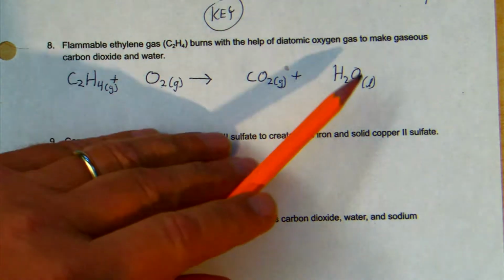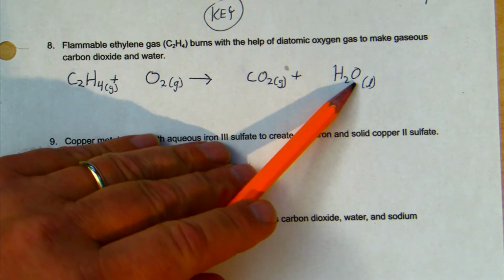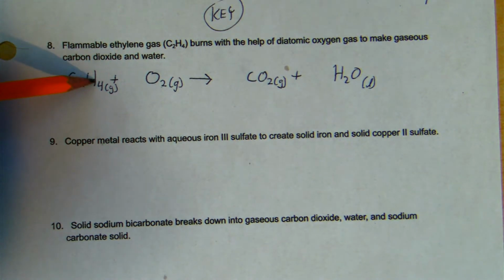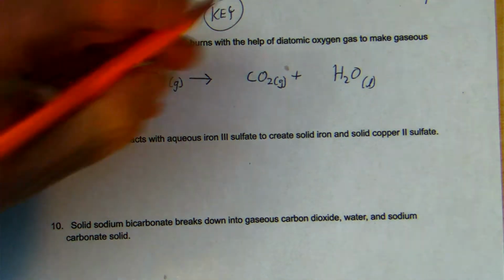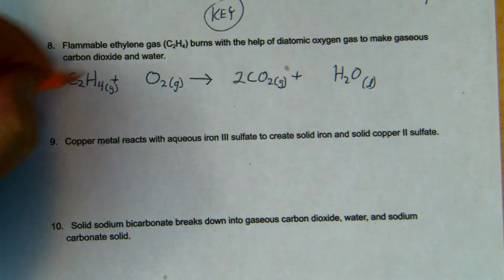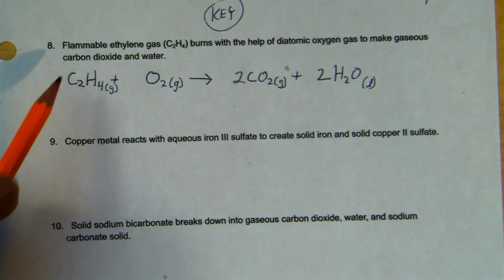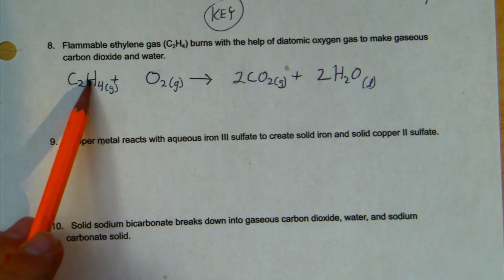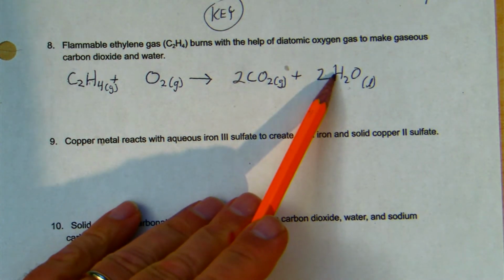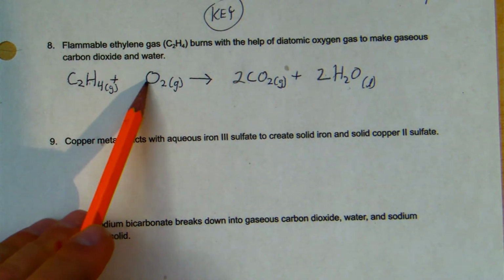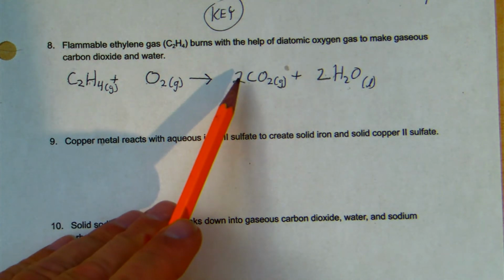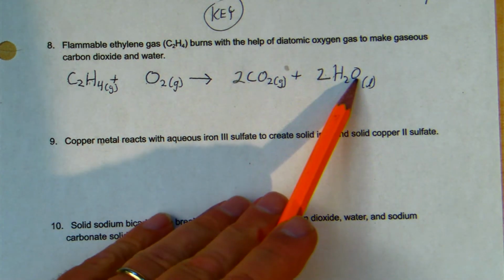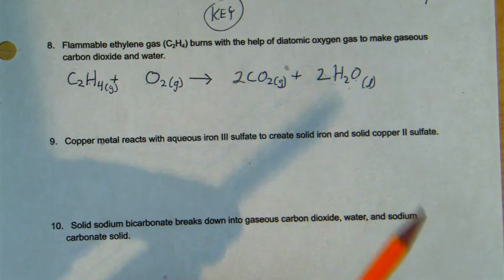The oxygens, this has to be even. I have 4 hydrogens here, 2 carbons there. Let's try 2 for the carbons and 2 for the hydrogens. Now I have 2 carbons on the left, 2 carbons on the right, 4 hydrogens on the left, 4 hydrogens on the right. I currently have 2 oxygens on the left. On the right, I have 4 plus 2 is 6 oxygens on the right.